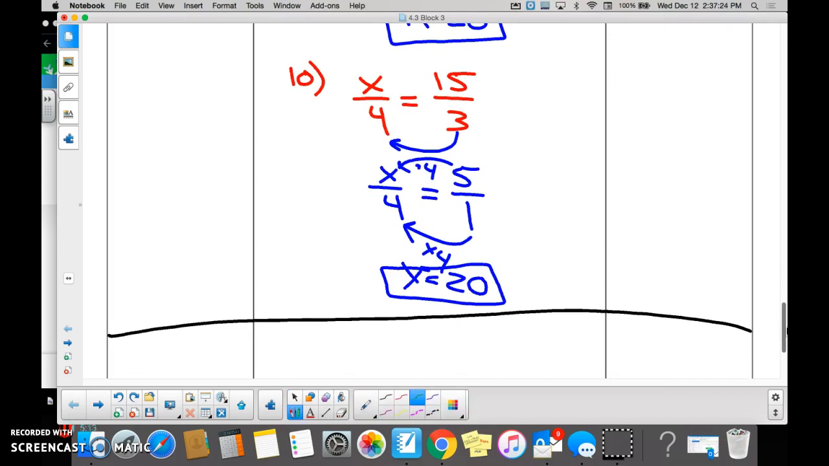And number 10. Is it easy to get from 3 to 4? No. So what should you do? Reduce. And we were able to reduce to 5 over 1. Is it easy to get from 1 to 4? Yes. So what's 5 times 4? 20.